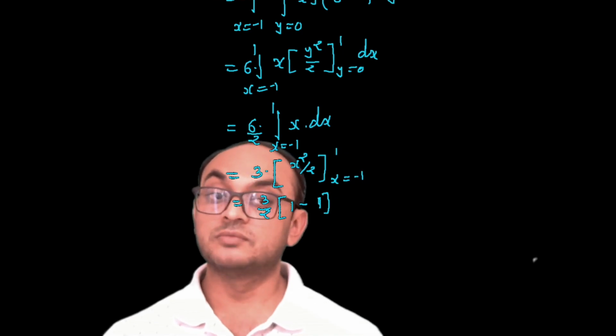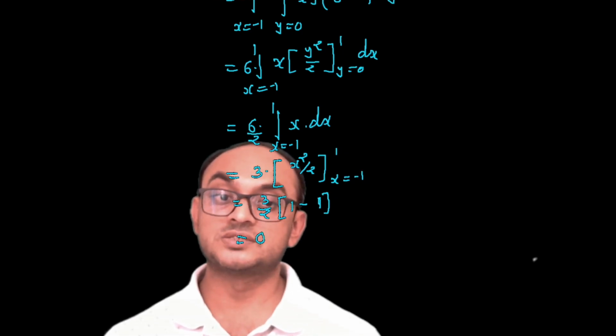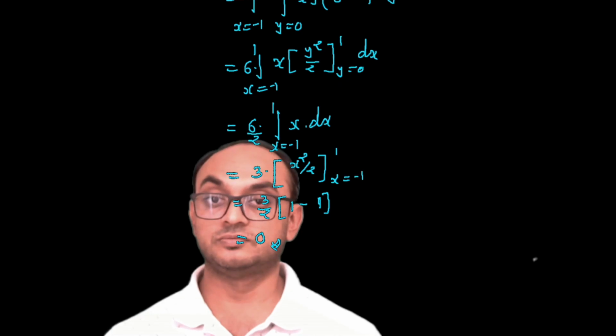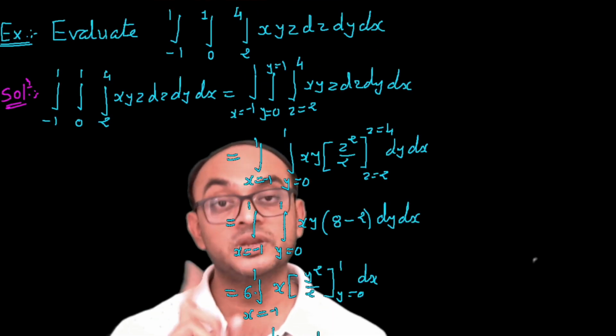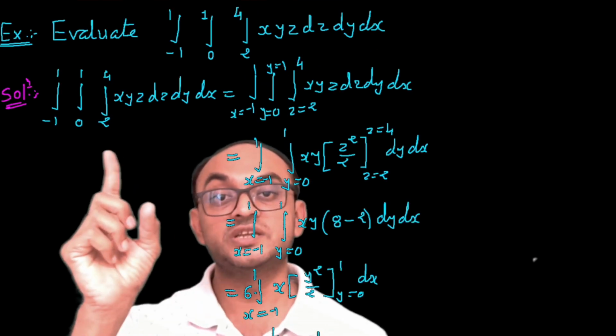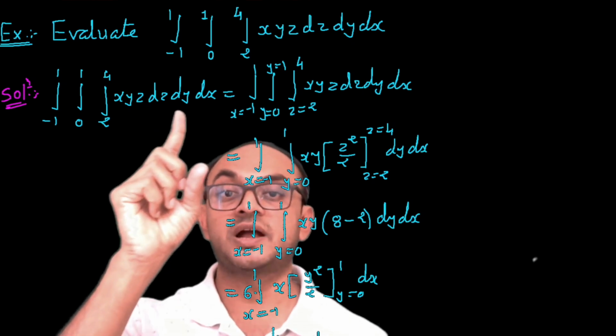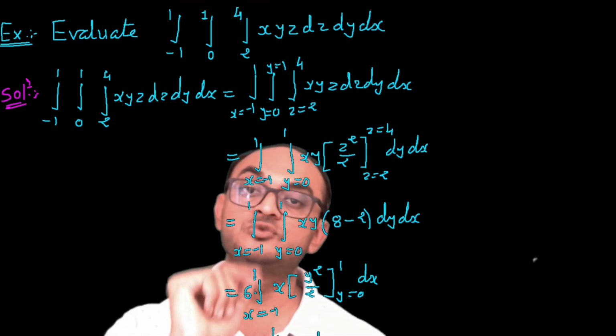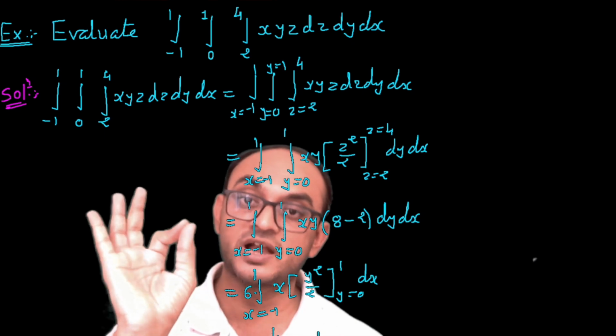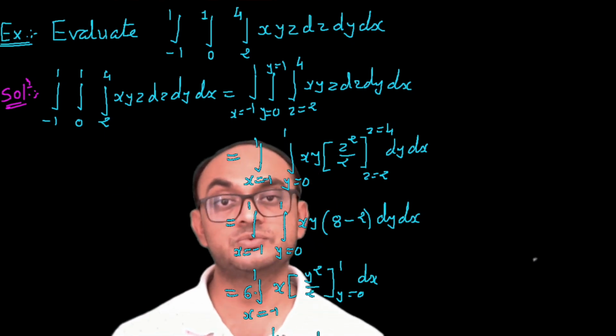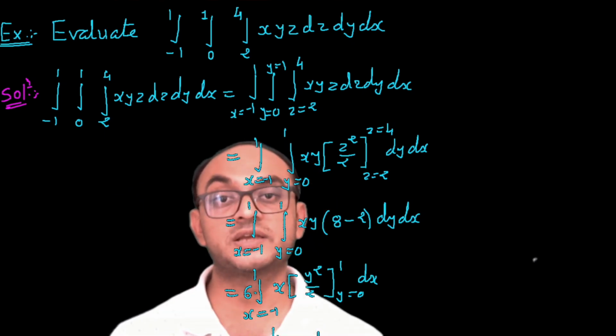One minus 1 is 0. So the answer of this integration is 0. In this example, the only important thing is which integral limits are for z, y and x, and then how we integrate the quantity with respect to z, with respect to y and with respect to x. Now let us move on to the next example.